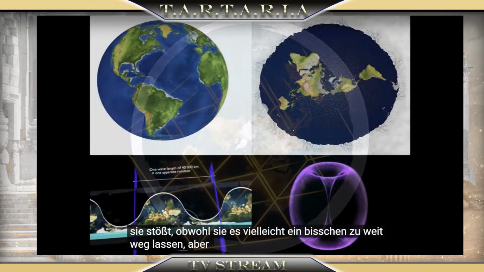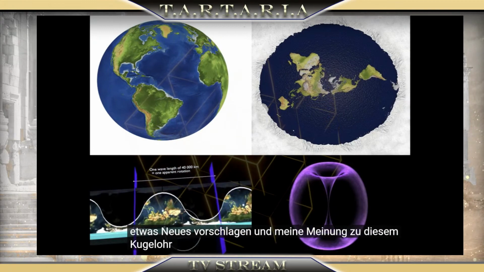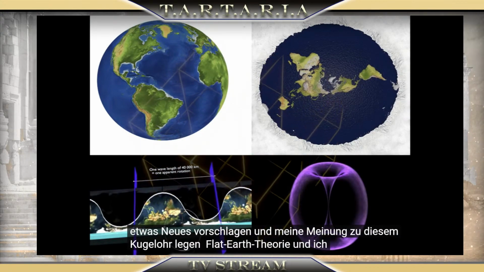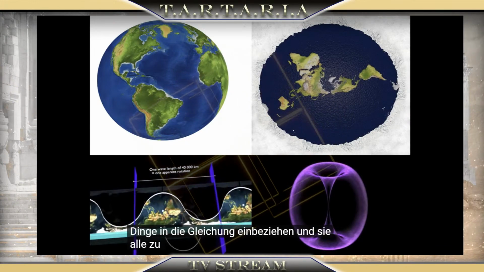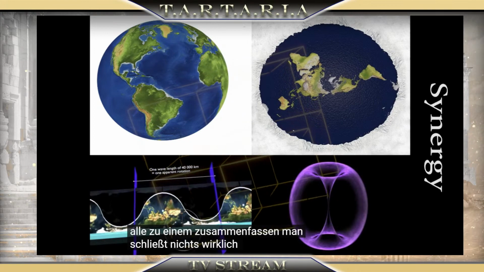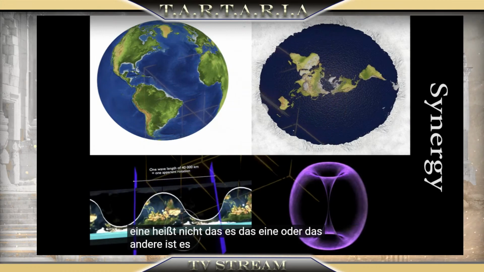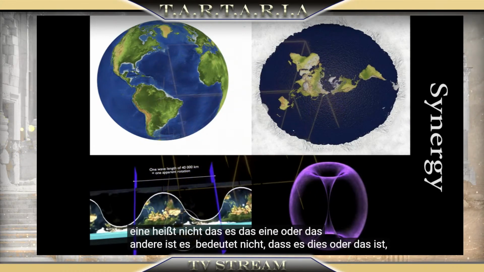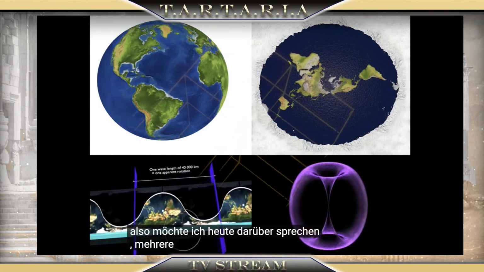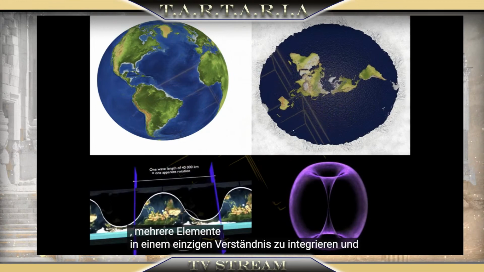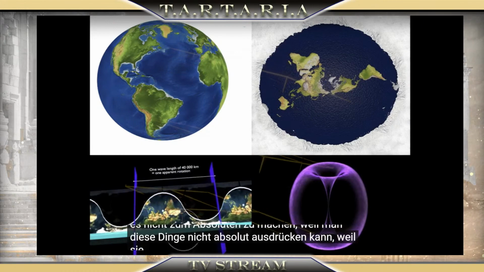But so I wanted to propose something new and to put my take on this ball earth, flat earth theory. And I wanted to consider two more things to be considered into the equation, and they're all to be united into one. You don't really exclude anything from another. One thing doesn't mean it's one or the other. It doesn't mean it is this or that. So I would want to talk today about incorporating several elements all together in one understanding, not making it the absolute, because you cannot put these things in absolute terms, because they're not like that.